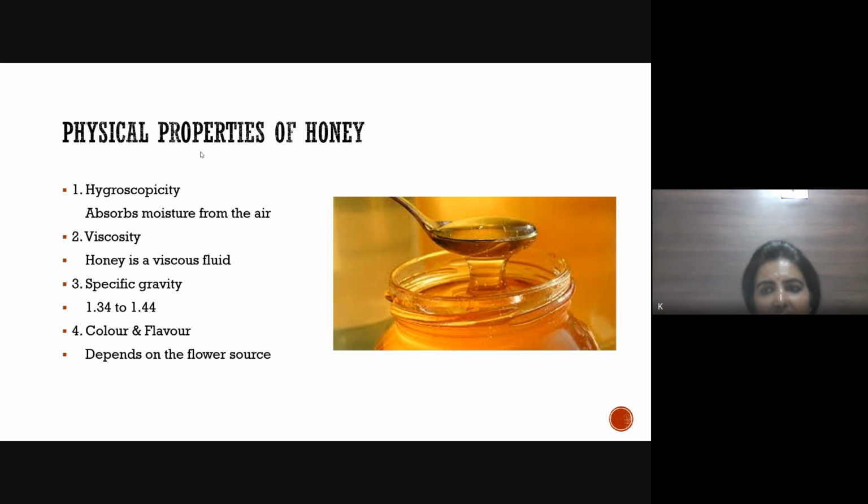Then it's got the color. Honey's color depends on the source of nectar. Nectar from certain flowers gives a dark shade, and from some flowers a very light shade. It's got the color and also the flavor. Flavor again depends on the source from which the nectar is collected. Depending on the flower source, both the color and the flavor of honey can vary. Yes, the next one.